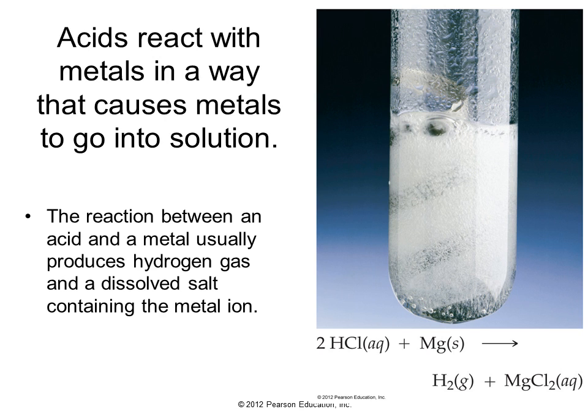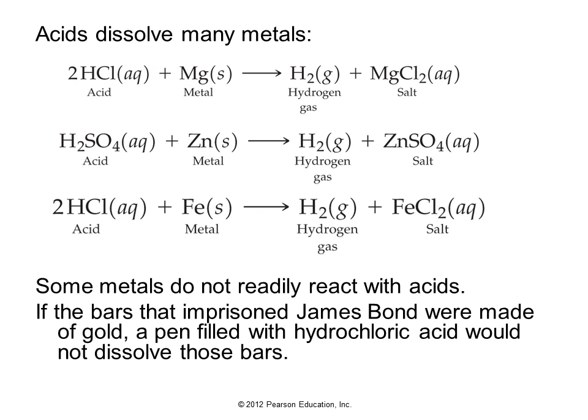Acids react with metals in a way to cause metals to go into solution. The reaction between an acid and a metal usually produces hydrogen gas and a dissolved salt containing a metal ion. For example, the reaction of hydrochloric acid with magnesium produces hydrogen gas plus a solution of magnesium chloride.